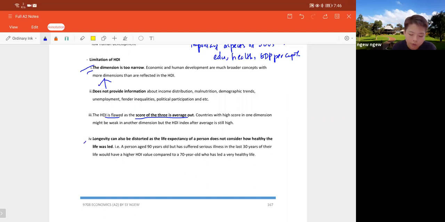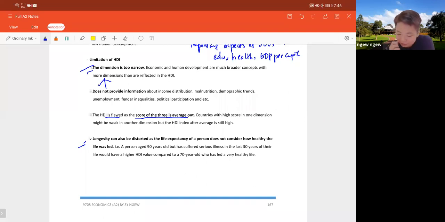And lastly, guys, I really like this point. I always tell all my students that I like this point really much. Longevity doesn't show anything. Long life expectancy doesn't show anything. So a person might be able to live up to 110 years old, but they spend the remaining 30 years of their life lying on the bed in the hospital. So therefore, longevity can also be distorted because life expectancy doesn't consider how healthy the person is.